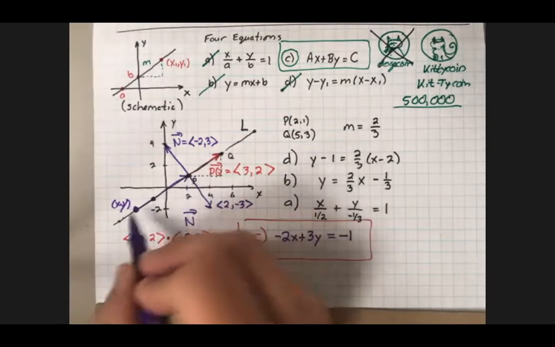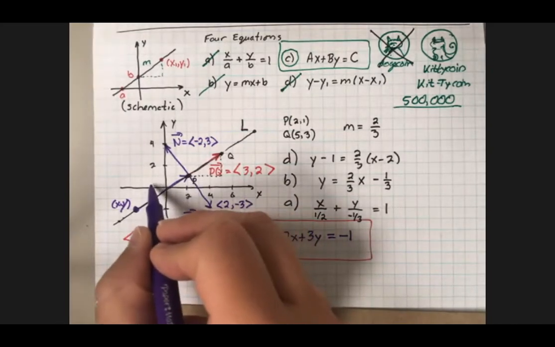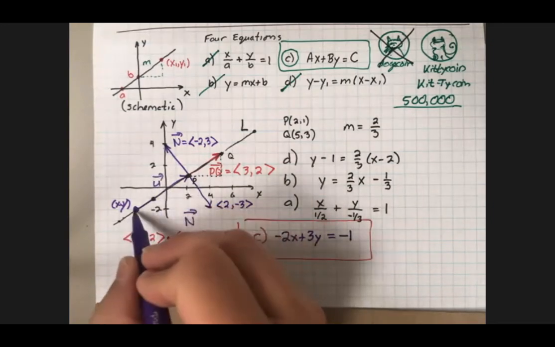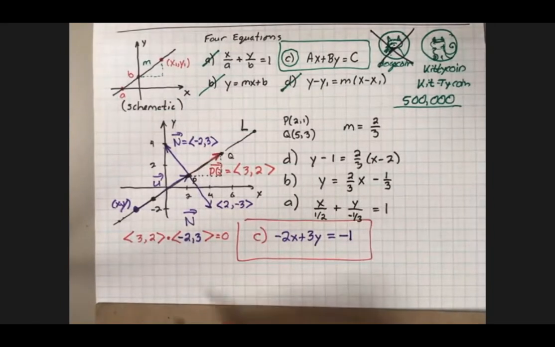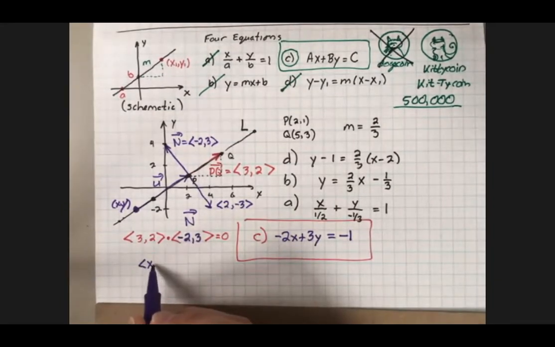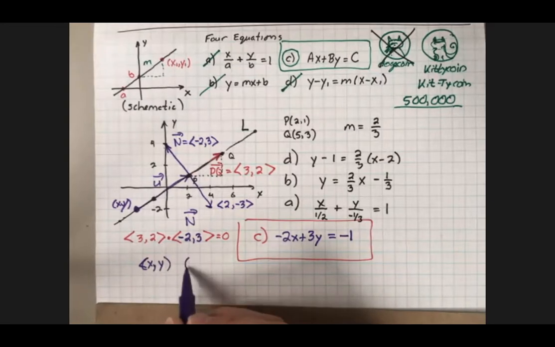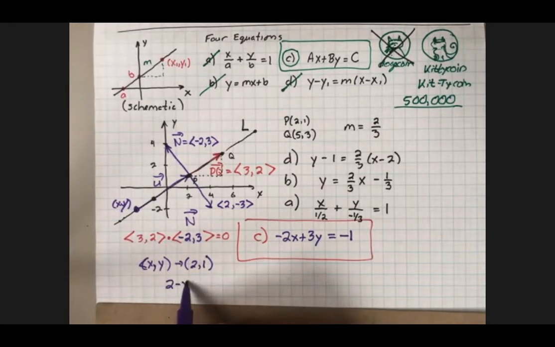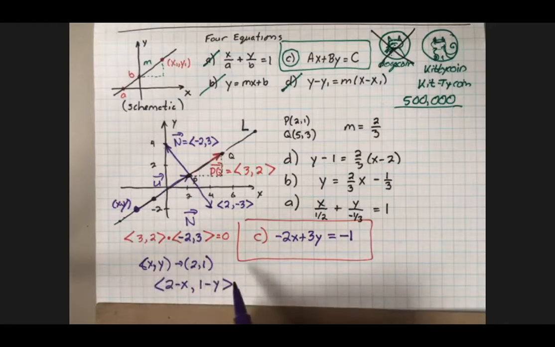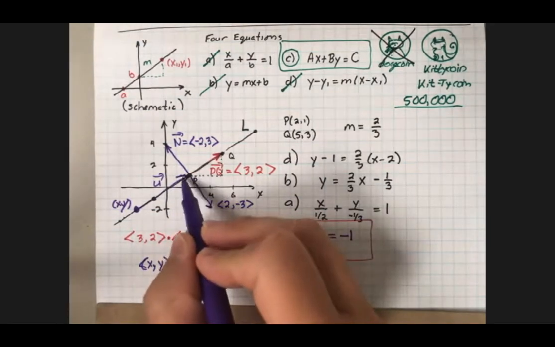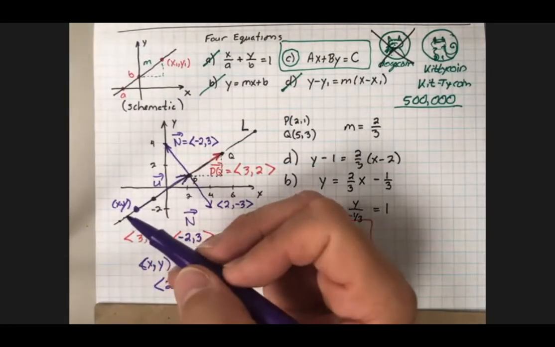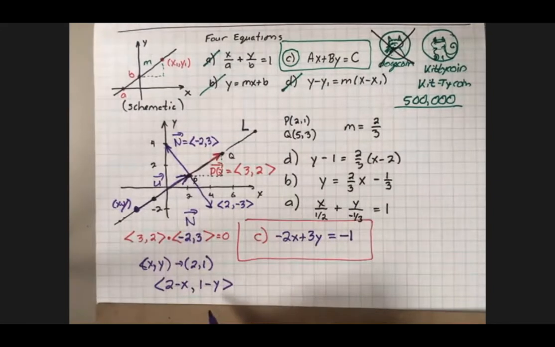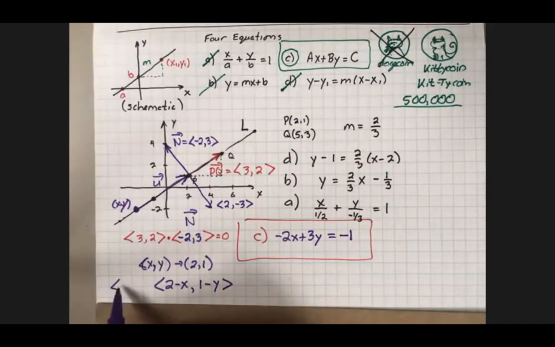Let's go to the point 2, 1 here from x, y. Let's look at this vector right here. Let's call it u, from x, y to 2, 1. So that gives me the vector 2 minus x and 1 minus y. Notice that you always subtract terminal point minus initial point. That gives you the direction of the vector. The other way would give you the other direction, which is just as good, but I'm going to take this forward direction right here. So now I need to dot that with minus 2 and 3.